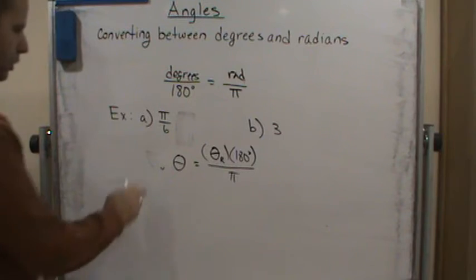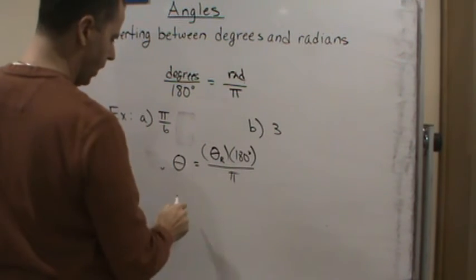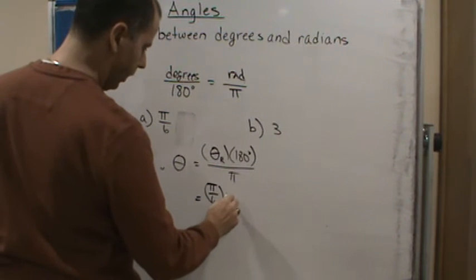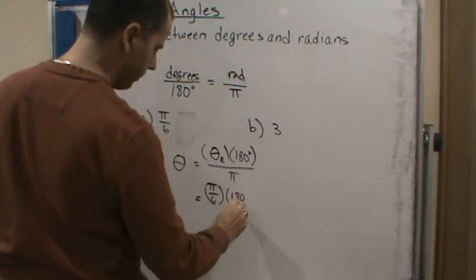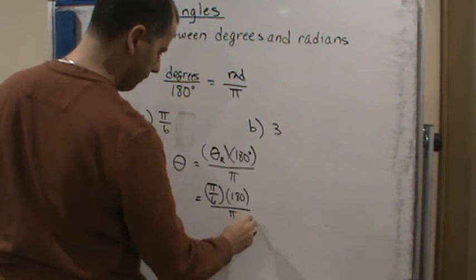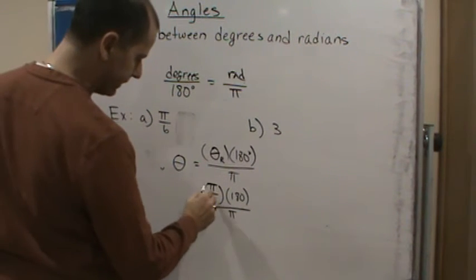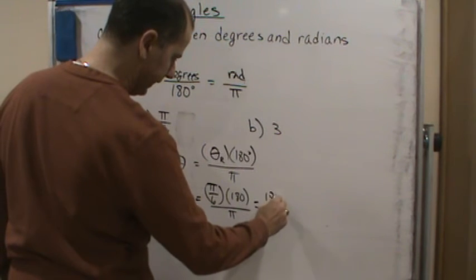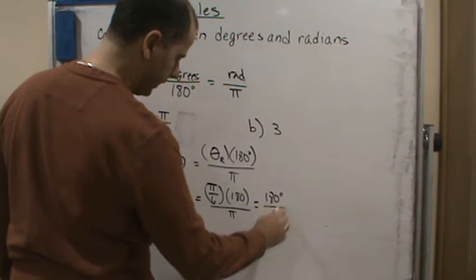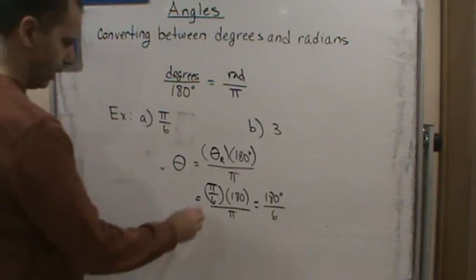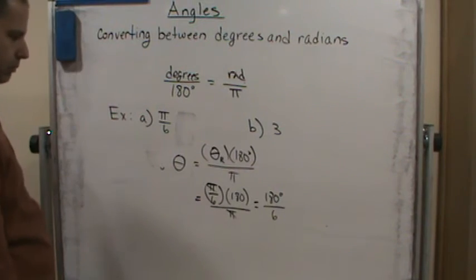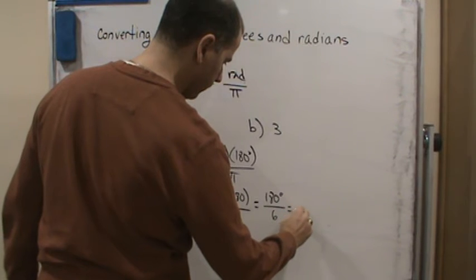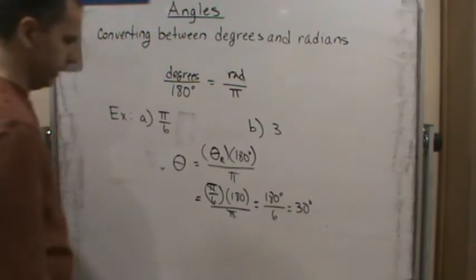Now all I have to do is plug in my radians. So this is going to be pi over 6 times 180 divided by pi. In this case, the pi's cancel, and this becomes 180 degrees divided by 6. So 180 degrees divided by 6 gives me 30 degrees.